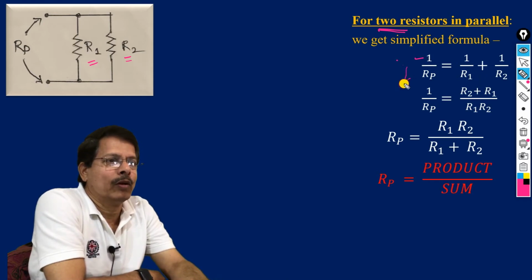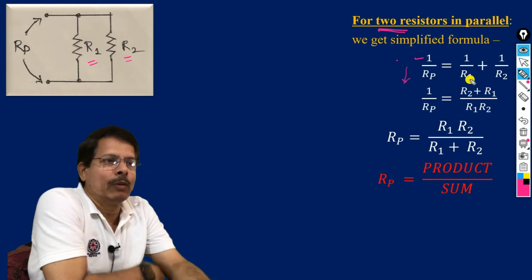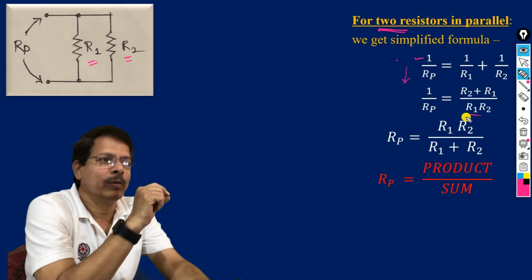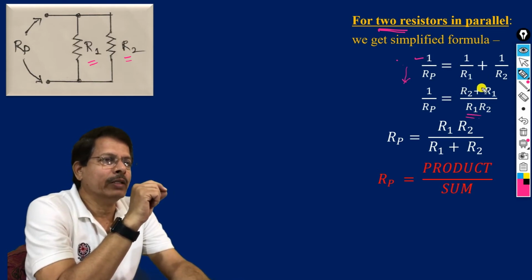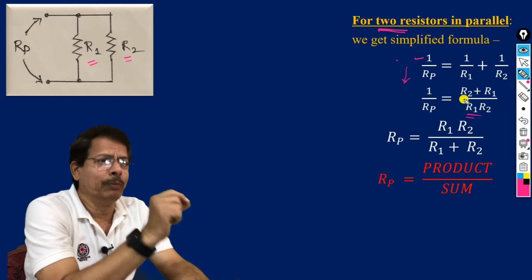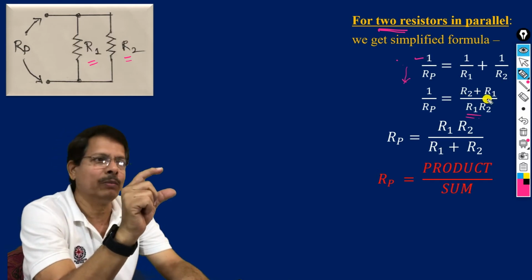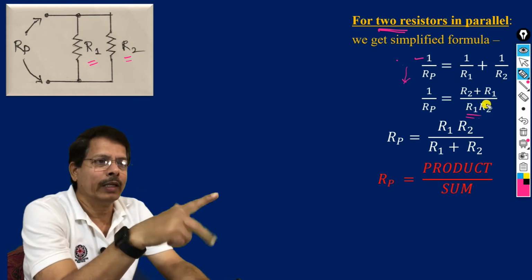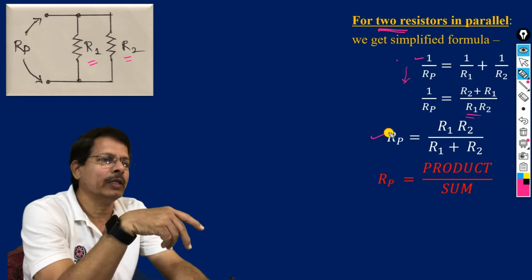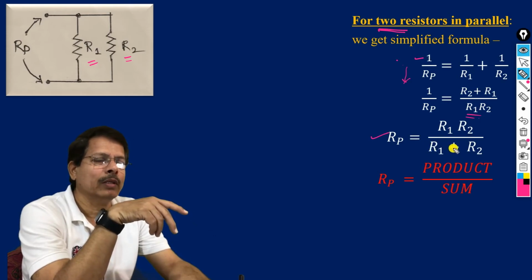So from this formula you simplify it. 1 upon Rp would be, taking the LCM R1 R2 in the denominator, you will have R1 R2, and then simplifying this, here you will get R2 plus R1. So 1 upon Rp. What is Rp? Equivalent resistance of that parallel combination. So that is R2 plus R1 upon R1 R2. Taking the reciprocal of both sides, what you get? Rp equal to R1 R2 upon R1 plus R2.